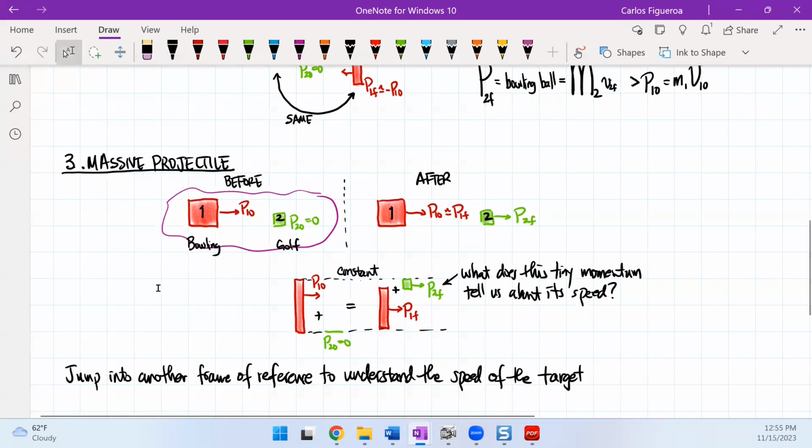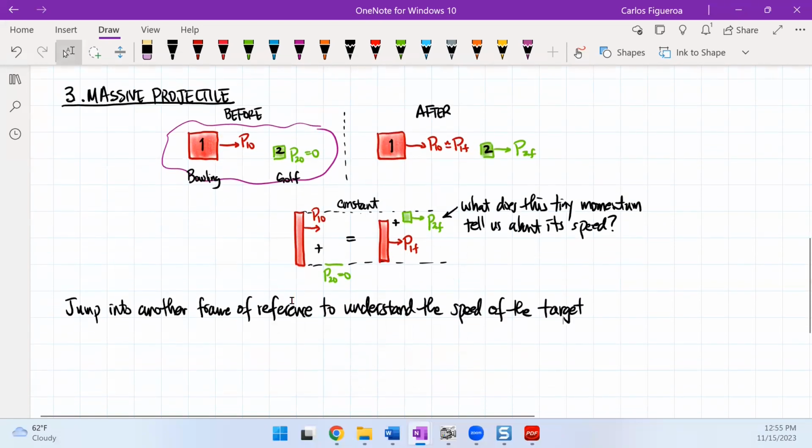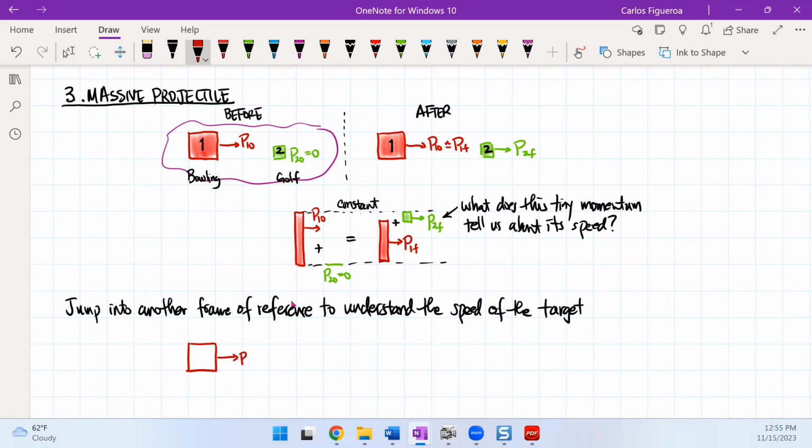So what do I see here? Well, I imagine that I have my bowling ball coming in. And if this is truly a bowling ball, then I'm going to see that the momentum of this bowling ball is not going to change much when it collides with this guy right here.